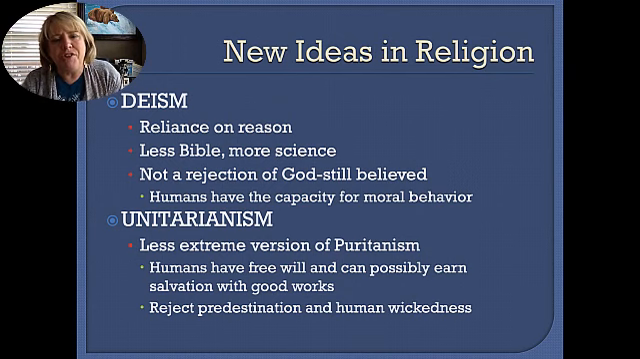You also have the rise of Unitarianism during this time. This was a less extreme version of what we considered Puritanism. Now, Puritanism, if you remember correctly, was about predestination and earning your way into heaven with good works. Well, what Unitarianism is that humans actually have free will. There is no predestination. There is no inherent desire to be wicked or to sin, but humans have this free will and they can earn their salvation if they choose to with good works on earth, but they have that choice. So these are two new ideas that are going to spur up during this time.